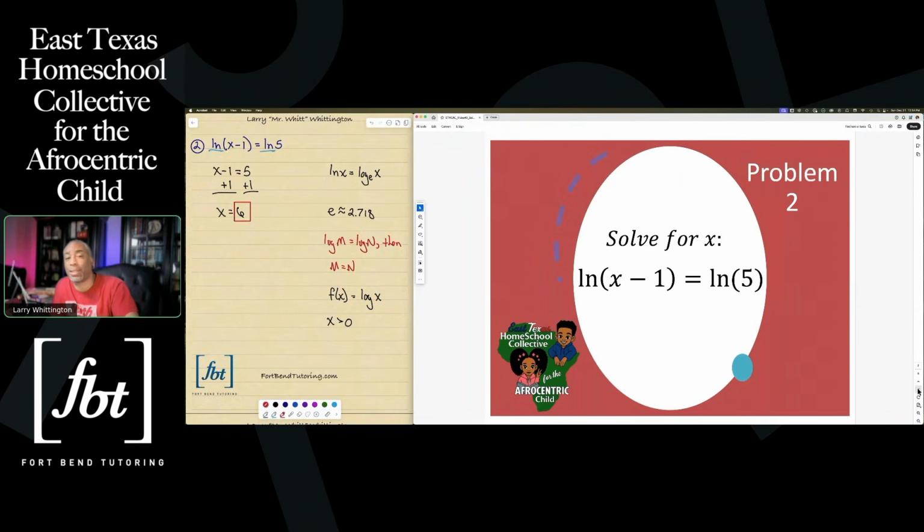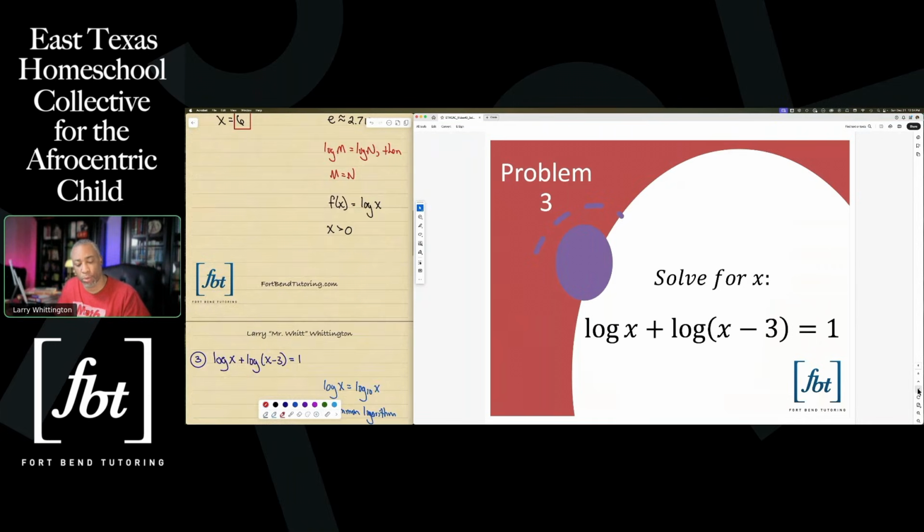That your answer is definitely 6. Now, if you do end up with an argument when you plug it back in that's negative or 0, guys, that means that you have an extraneous solution. And in that case, you don't even write that answer or mention it in your solution. All right, let's move on to our next problem, guys.